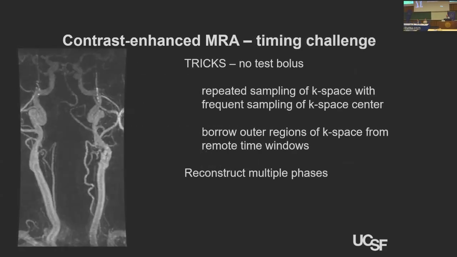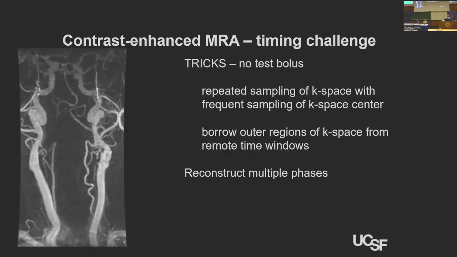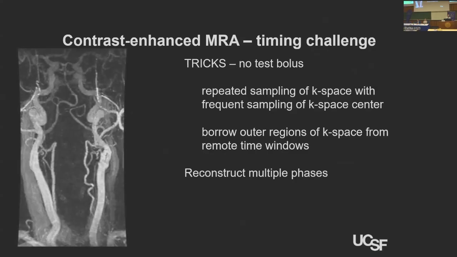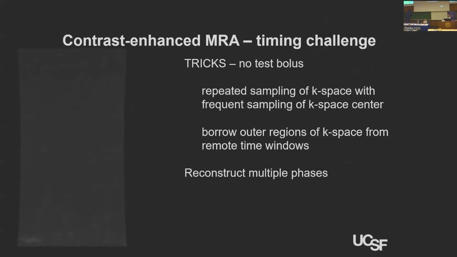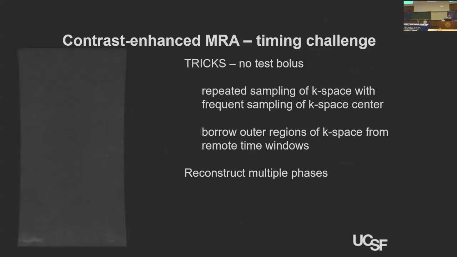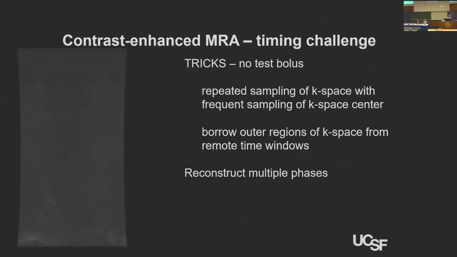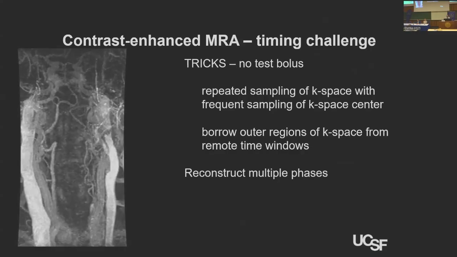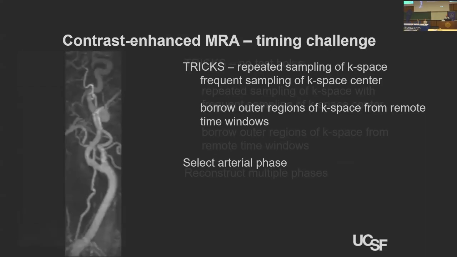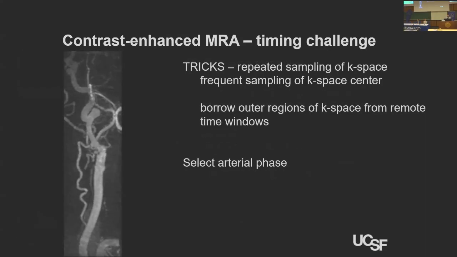To respond to the challenges of getting the appropriate timing window, the University of Wisconsin-Madison group came up with the TRICKS technique, where rather than timing, you just acquire all phases, with repeated sampling of the k-space, oversampling of the k-space center and borrowing outer regions of k-space to fill in the different phases. And then you can, post-acquisition, select out the most appropriate arterial phase and review that.